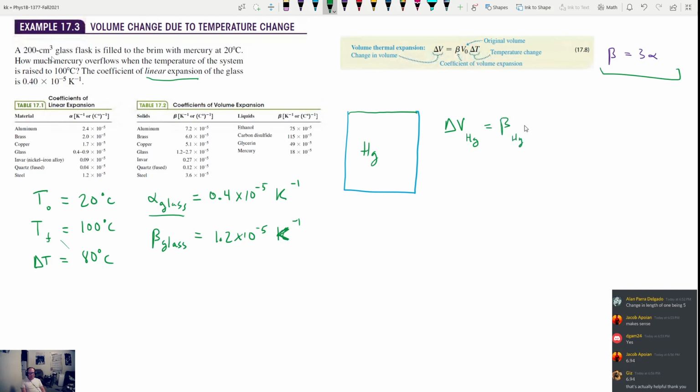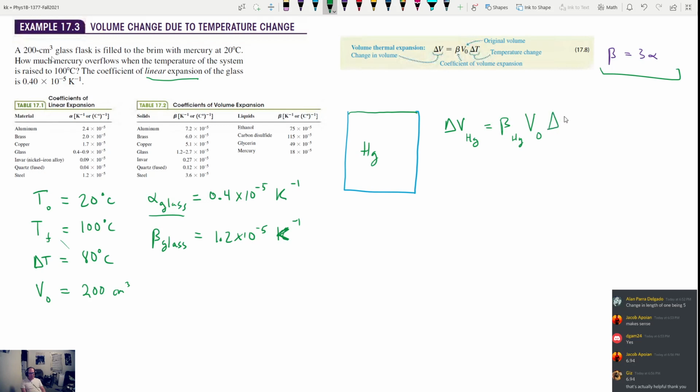Alright, so delta V for the mercury, let's try it, is beta for mercury, which we can look up on that table, times the initial volume. What's the initial volume going to be? 200 centimeters cubed, exactly. So we know that our initial volume is 200 centimeters cubed, and that's because the mercury is filled to the brim, so it's completely filling up this glass.